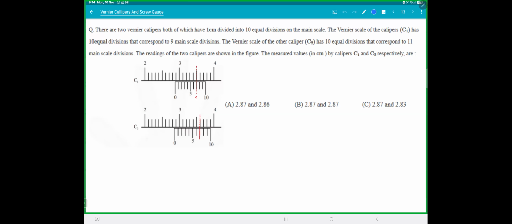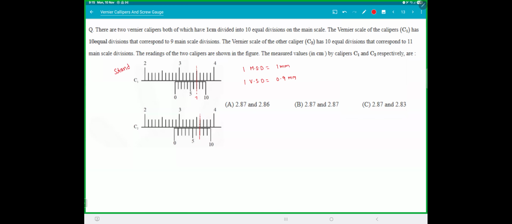Let's see the regular method. Now, he's saying there are two vernier calipers. Both have 1 centimeter divided into 10 equal divisions on the main scale. So your main scale is a regular main scale. So one main scale division is 1 mm. In the vernier caliper C1, you have 9 divisions equal to this. So one vernier scale division is also 0.9 mm. This is your standard vernier calipers.